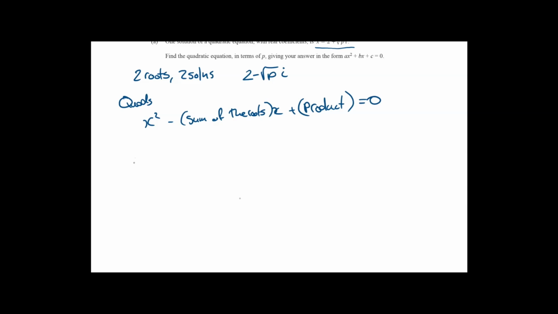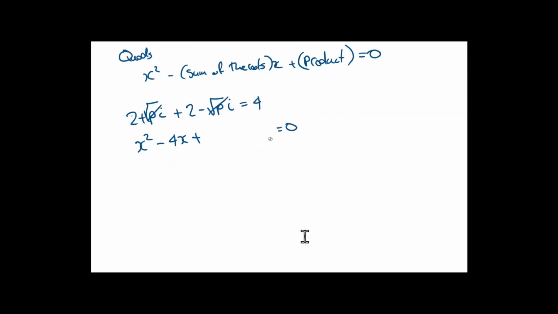Okay, the sum of the roots, 2 plus square root p i plus 2 minus square root p i. So you can cancel, and we are left with 4. So x squared minus 4x plus something equals 0. So we're almost home. Now we need to know the product of these two.